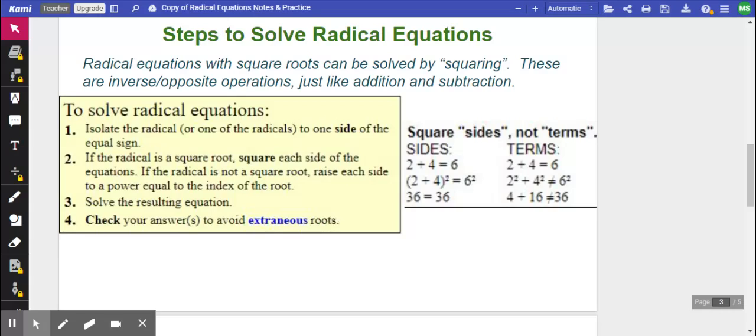After squaring both sides, you're just going to use standard algebra to solve what most likely is going to be either a linear equation left over or a quadratic equation left over using methods you've learned in the past. And then you want to make sure to check your answers in the original equation because we're going to be talking about what extraneous answers are soon, and that is a very big possibility of having answers that may not work in these equations.